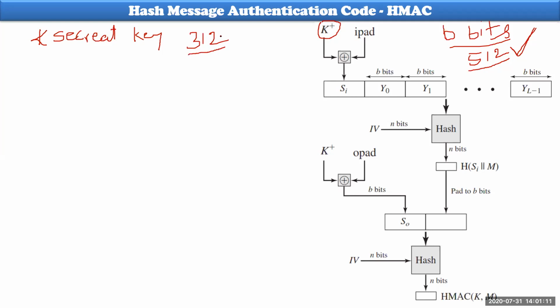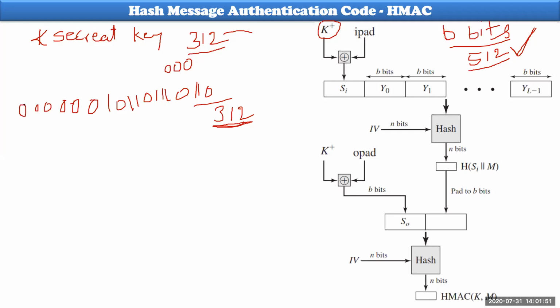Then you must make this 312 bits into 512 bits by appending zeros at the left-hand side of the key. For example, let us consider this is the key taken by me. This key size will be 312 bits, but the number of bits taken by your HMAC is 512. So 200 more bits are required here. To make your total secret key 512 bits, you have to append zeros at the left side, the most significant bit side.